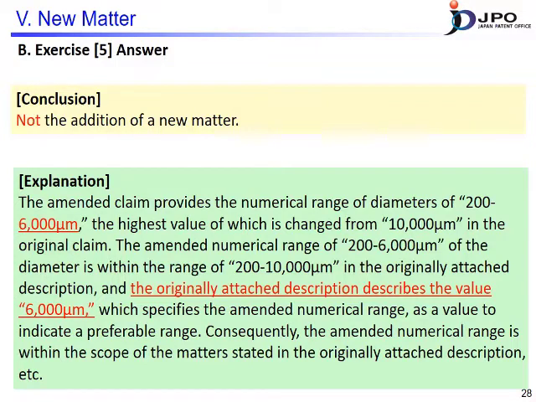The amended numerical range of from 200 to 6,000 micrometers of the diameter is within the range of from 200 to 10,000 micrometers in the originally attached description. And the originally attached description describes the value 6,000 micrometers, which specifies the amended numerical range as a value to indicate a preferable range. Consequently, the amended numerical range is within the scope of the matters stated in the originally attached description, etc.